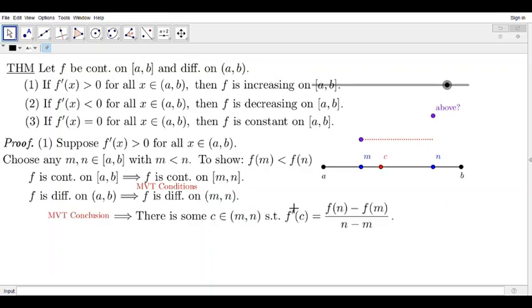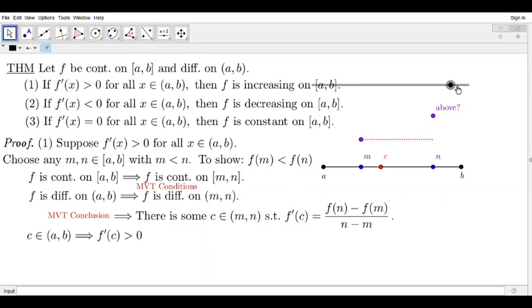There is therefore some number c inside mn such that f prime of c is equal to, well, f of n minus f of m, the difference of the y coordinates corresponding to n and m, divided by the x coordinates themselves, their difference, n minus m. However, c being a number inside mn is therefore also inside ab. What are we assuming in this first statement? The derivative is positive for any number between a and b, such as the number c. So, okay, f prime of c is positive.